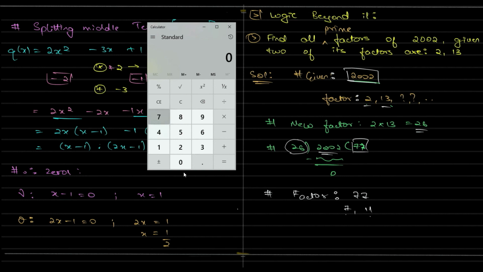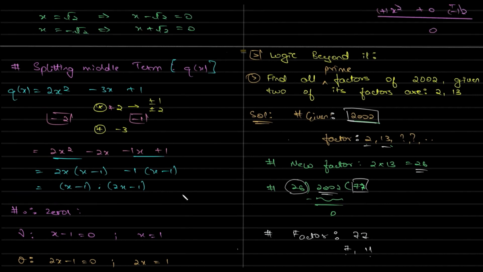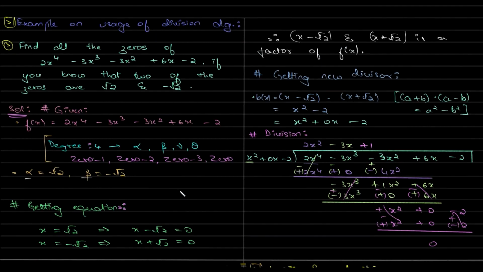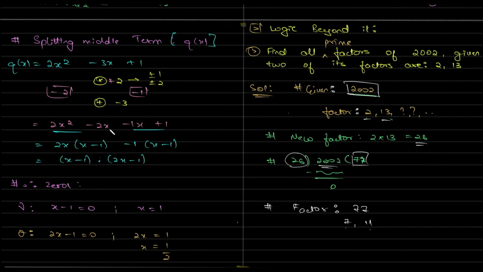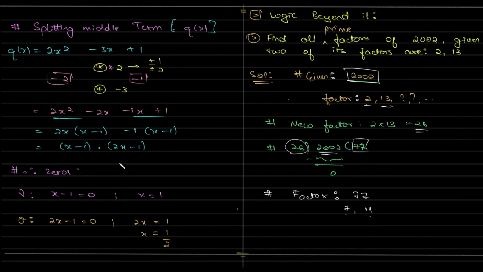So let me multiply 2, 7, 11 and 13. See, that's the whole logic. The same procedure we did, but it looks lengthy because it is a polynomial. We found the two factors, then we divided, and then we split the middle term to get the answer. Same logic. This is just a polynomial and this is just a number. So yes, we will do a few more problems, so you need not worry.